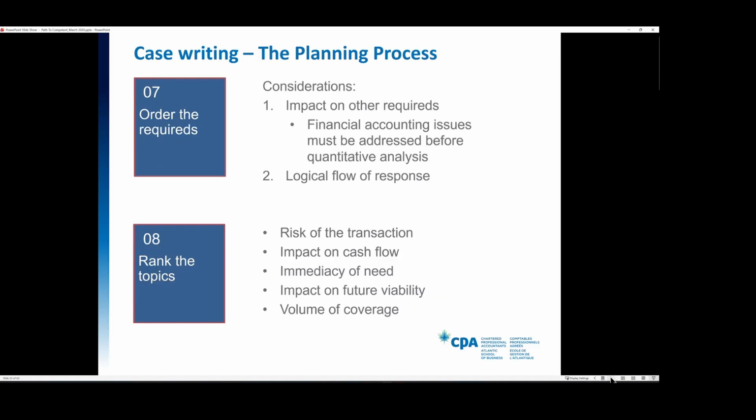Steps 7 and 8 are really done in tandem. So you're ordering the required and you're ranking them. From a logical flow of your response, you're going to consider which transaction or what's riskier that would have impact on cash flow, simply by the volume of coverage. If there's a lot of big appendices dedicated to that, it's an important issue that needs to be addressed.